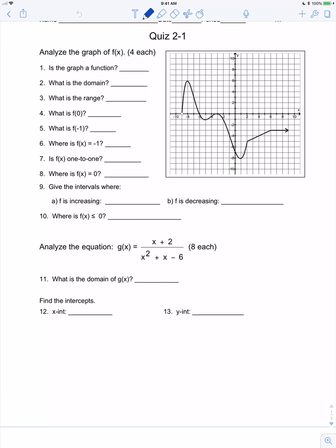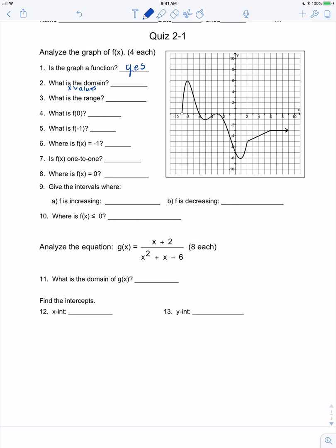Well, remember, a function has to pass the vertical line test, and that means that none of the x values can repeat. And so yes, this one does that. Okay, so for domain, remember, those are the x values. So what x values does this graph carry?